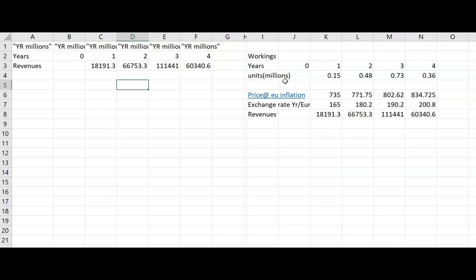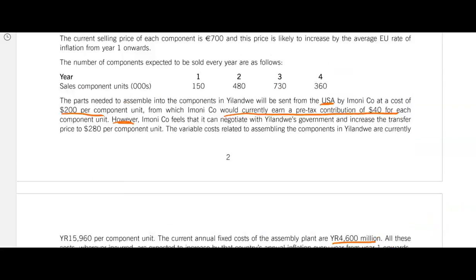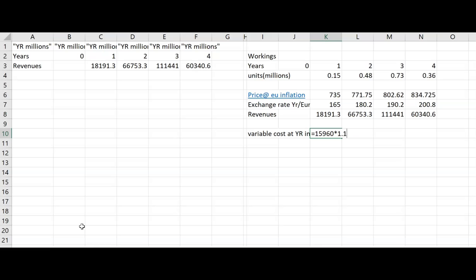Now calculate the variable cost. Variable cost is given, but inflate all the variable cost with YR inflation. Add YR inflation, that is 1.5. It was given in the question. 15,960, and the inflation rates are 22, 14.7, and 9.8. Next year it will increase by 14.7. And next year it will increase by 9.8.